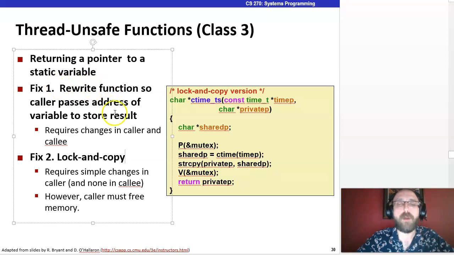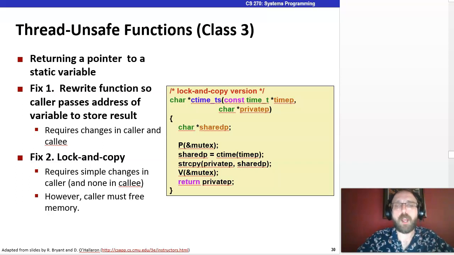So that would be one fix. The other fix would be to do a lock, call the function, copy the variable out, unlock, and then we can return the pointer to that private variable, to that copy of the memory. However, in that case, the caller is responsible for freeing it.